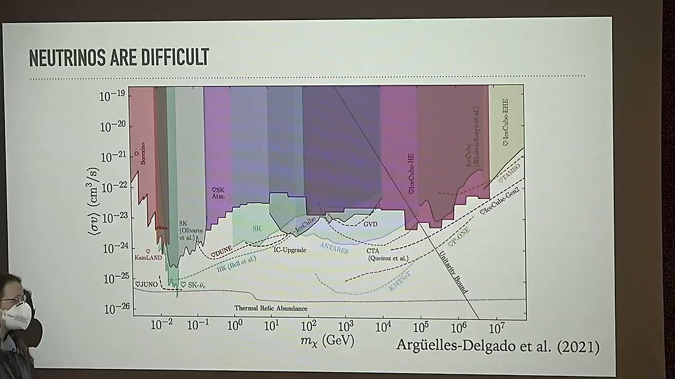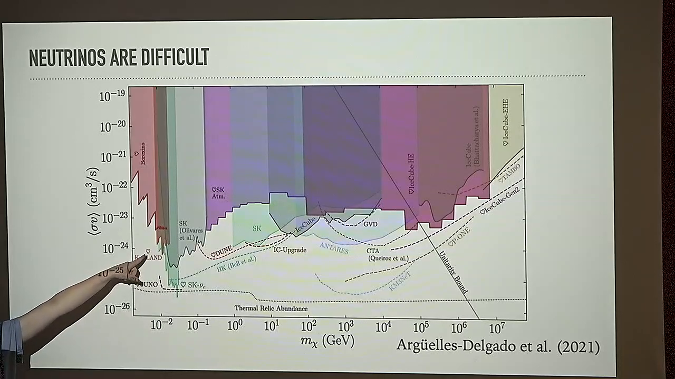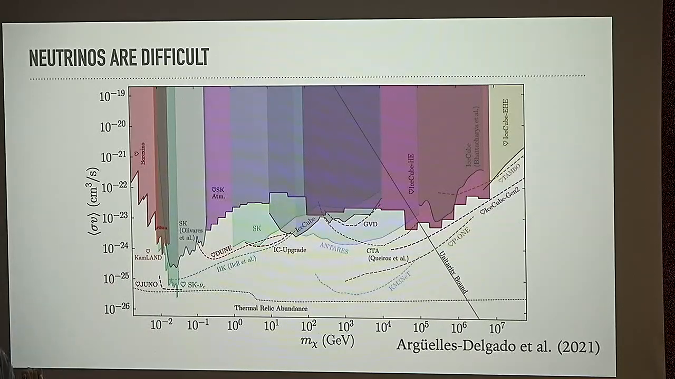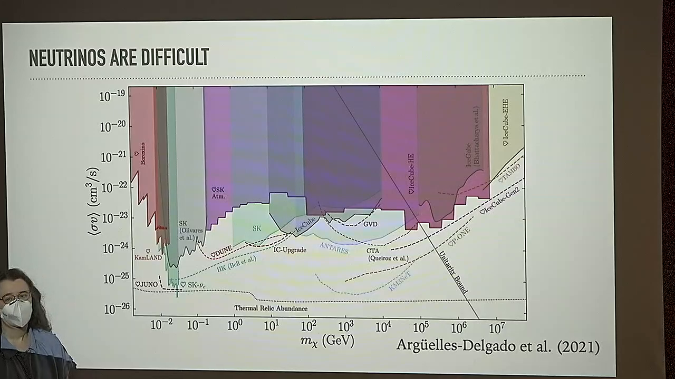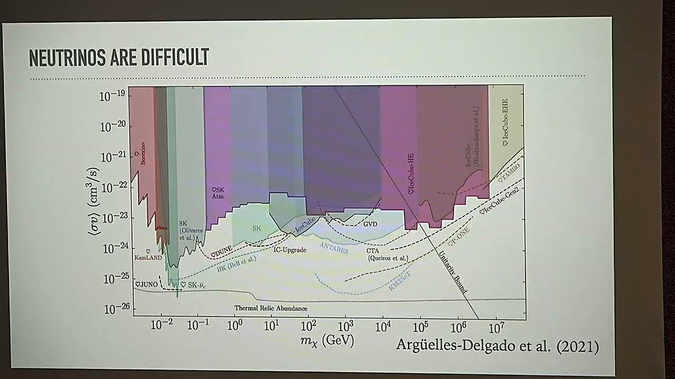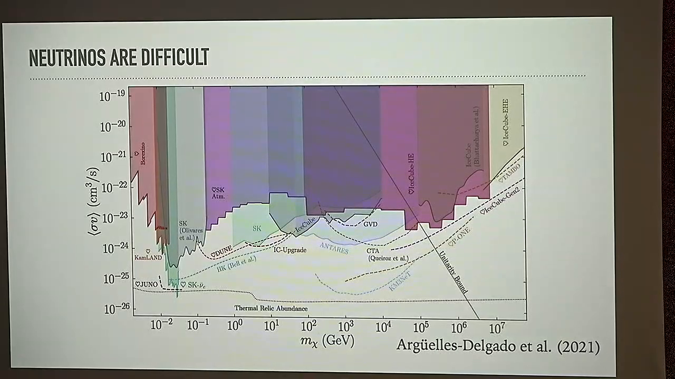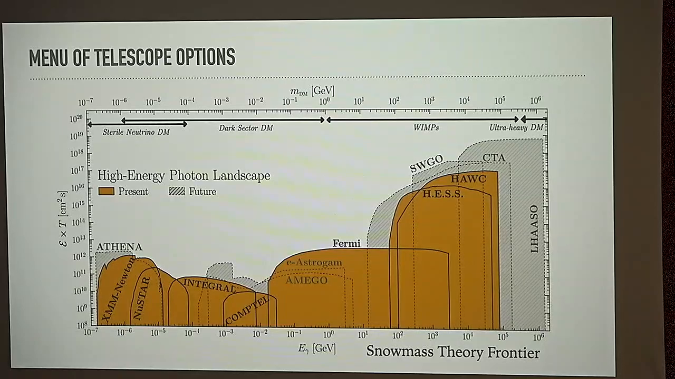If that makes no sense to you, forget about it. Not important. Point is, the thermal relic cross-section is down here. All the neutrino stuff is several orders of magnitude above it. So neutrinos are really, really difficult final states. And even with some of the forecast future experiments, it's going to be really, really challenging to get down to that thermal relic cross-section. Okay, but as I said, we're being photon-centric, so looking at the menu of options that's available for telescopes.